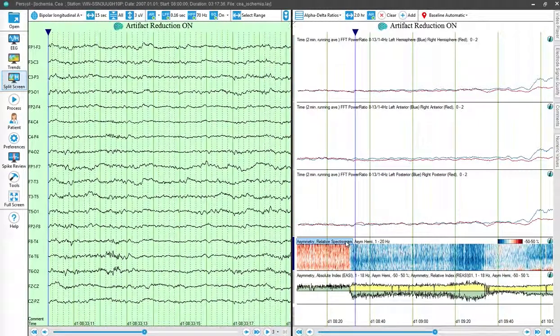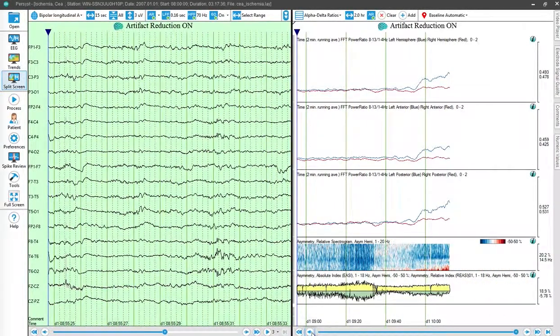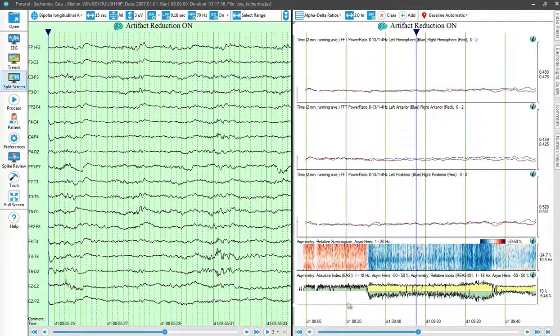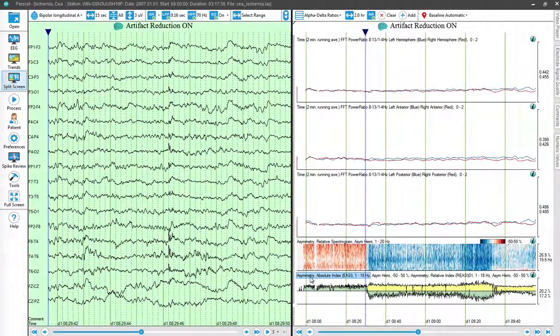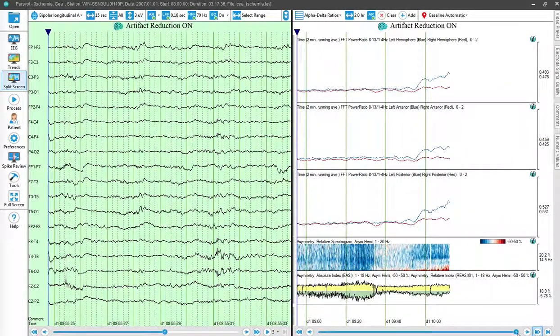But we do see pretty prominent changes in the relative asymmetry spectrogram. So how do we turn this into a single number? The trends below this are absolute index and relative index. All that's doing is taking all the values and making them positive and showing you the values at that point.